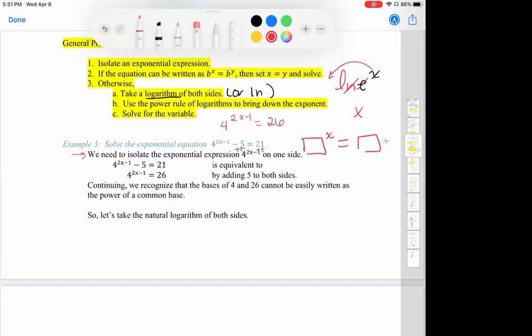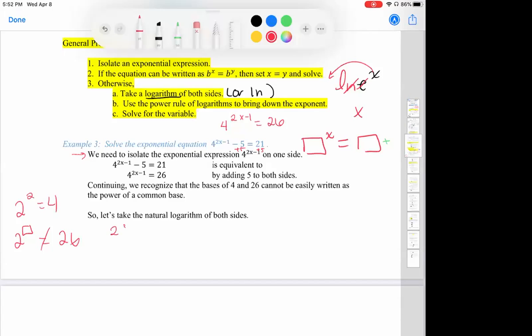We added 5 to both sides. Now that we have one term equal to one term, we see that I can't write it as the same base, right? So I know 2 squared gives me 4, but 2 to some power will never give me 26, right?